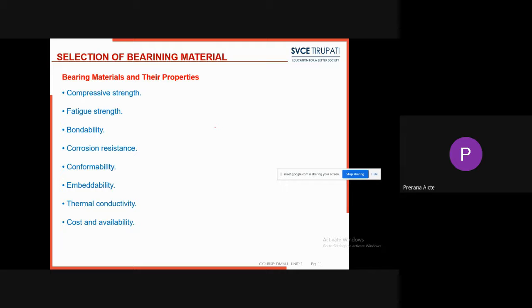Okay. Before selecting any bearing material, we need to consider some properties. The main properties are compressive strength, fatigue strength, bondability, corrosion resistance, conformability, embeddability, thermal conductivity, cost and availability. These are the main properties we have to consider before selecting the material.